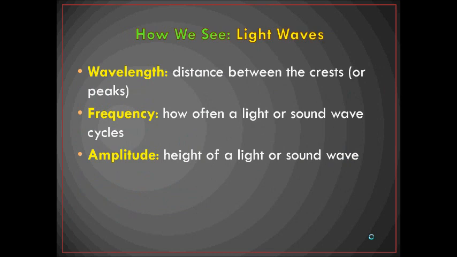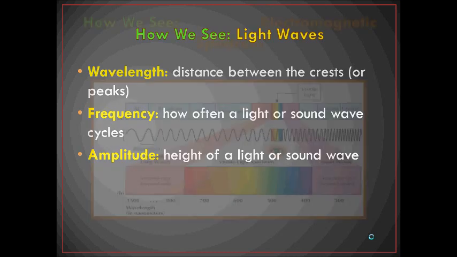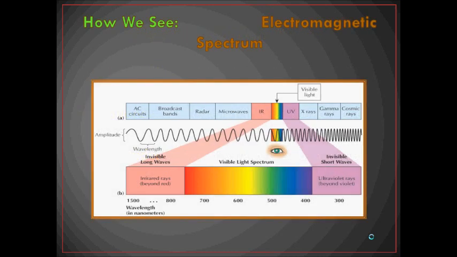Again, just to touch on the terms: wavelength is the distance between the crests or the peaks. The frequency is how often a light or sound wave cycles, and the amplitude is the height of a light or a sound wave. Here's an image of the electromagnetic spectrum, all the various levels of light, and how the electromagnetic spectrum goes very far in both directions outside of where we see.